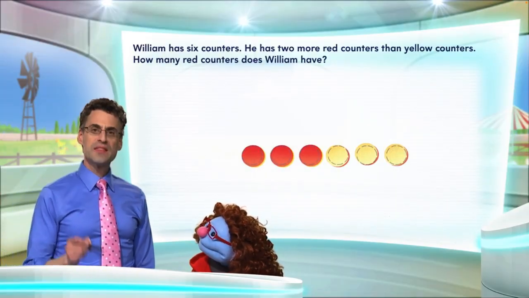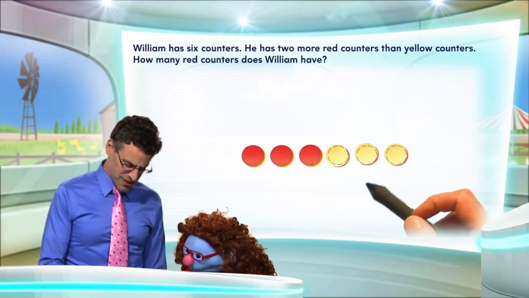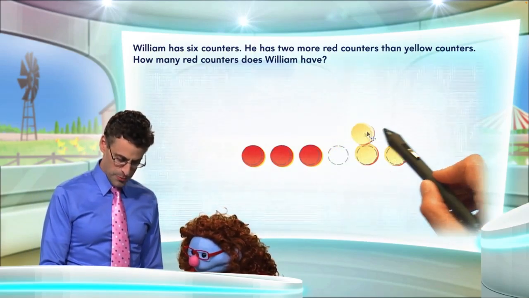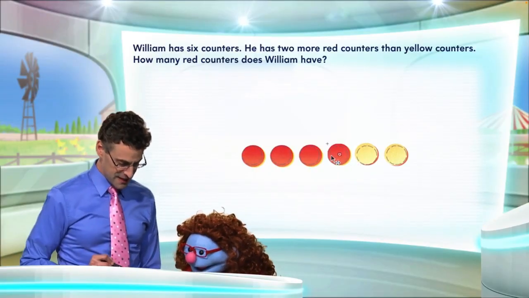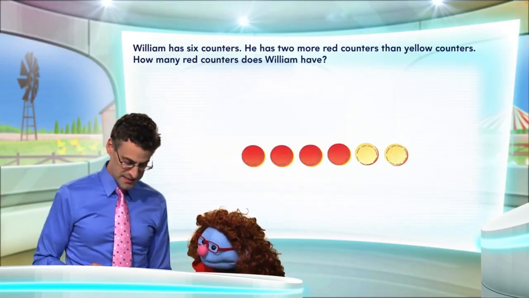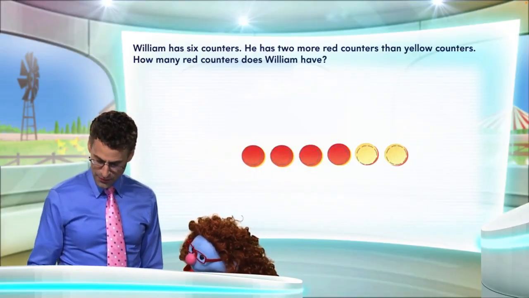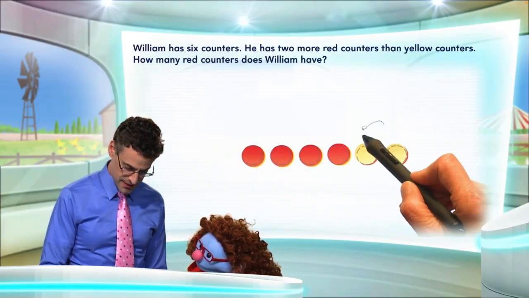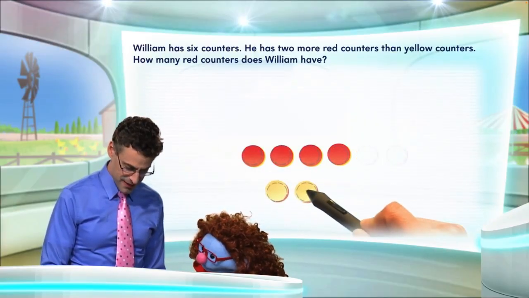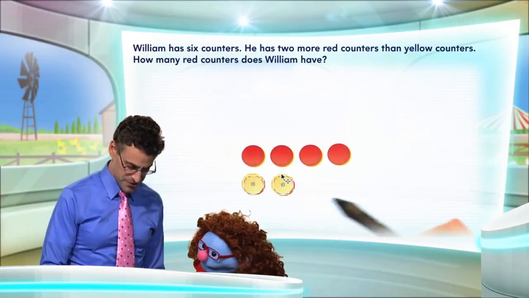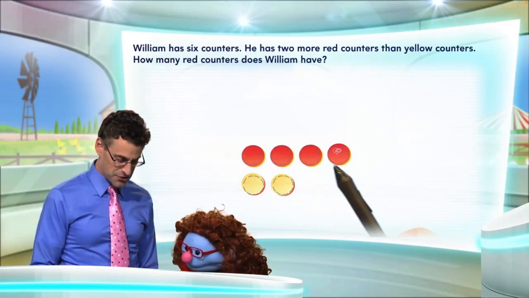Now, we know that there are 2 more red counters than yellow counters. So let's take one of the yellow counters away and replace it with a red one, because there's more red than yellow. See? Now, let's see how many more red counters there are than yellow. The way I'm going to do that is I'm going to lasso these yellow ones and drag them right down here so we can compare them. So see, now these align, and I can see exactly how many extra red ones there are.